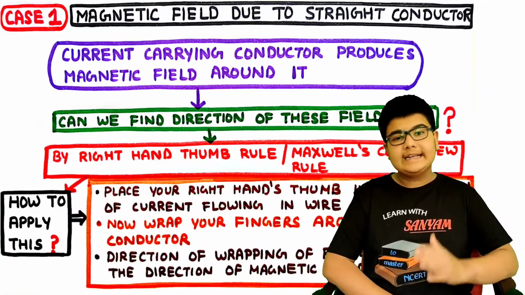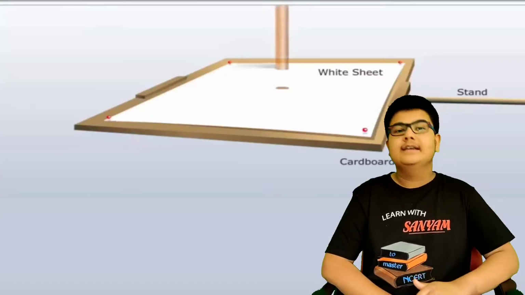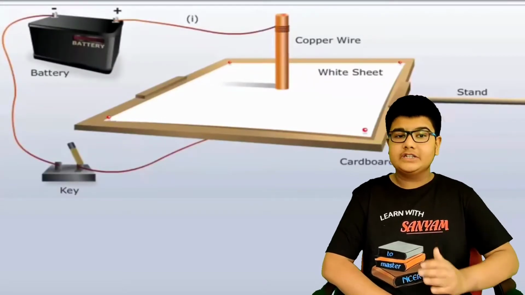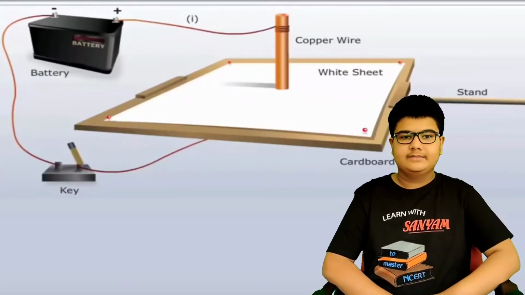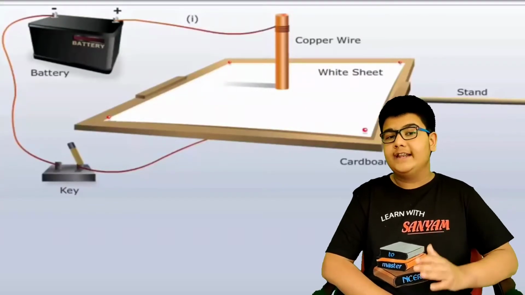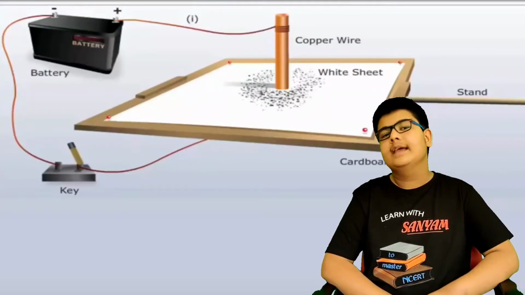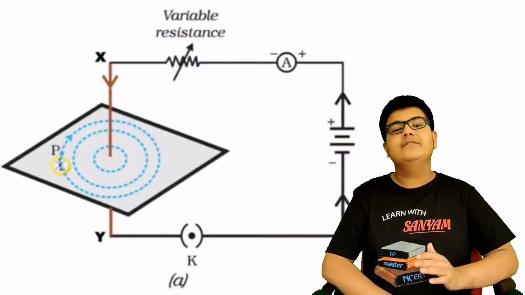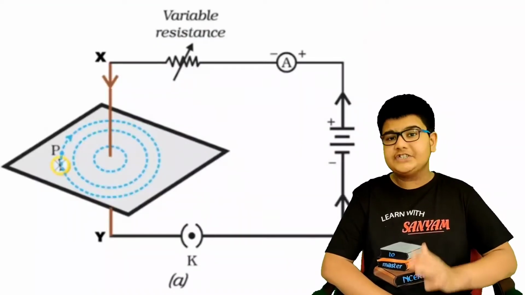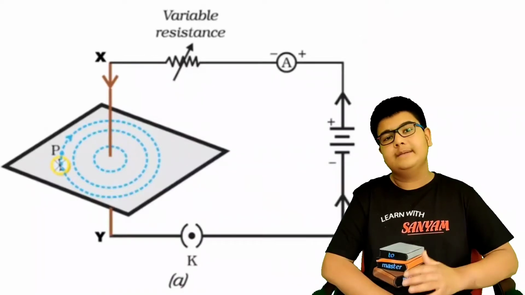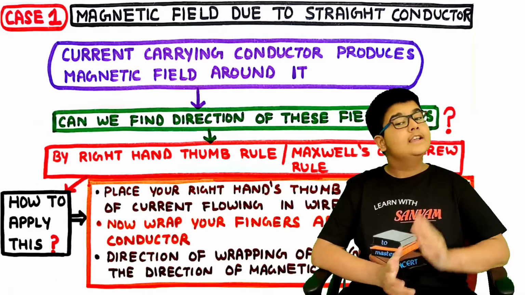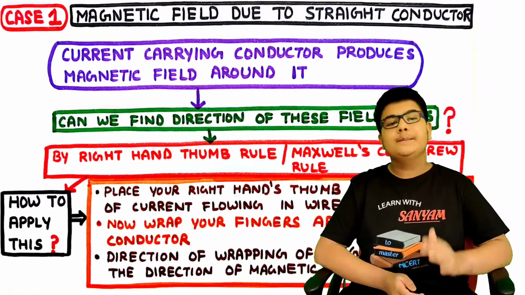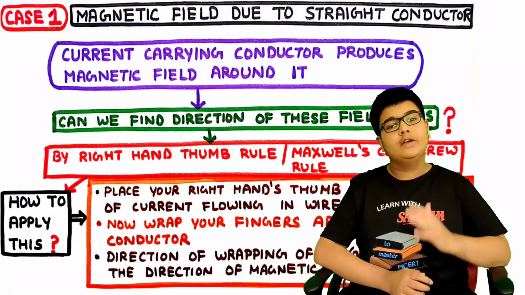So let's do an activity to understand this. We take a straight copper wire named XY and insert a cardboard in its center. Put few iron filings on the cardboard. When current is passed through the XY wire, we observe that the iron filings arrange themselves in concentric circle pattern. So this indicates that a current carrying conductor or wire produces magnetic field around it.